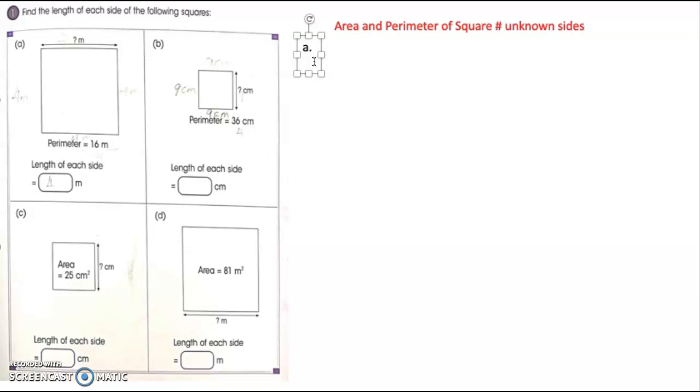Even in previous videos, we have learned that perimeter is equal to L plus L plus L plus L, right? Which is equal to 4L, right? So we know perimeter is 16, for question A. So 16 is equal to 4L. Now I will just twist the question. I'll bring the 4L to my left hand and 16 to the right side.